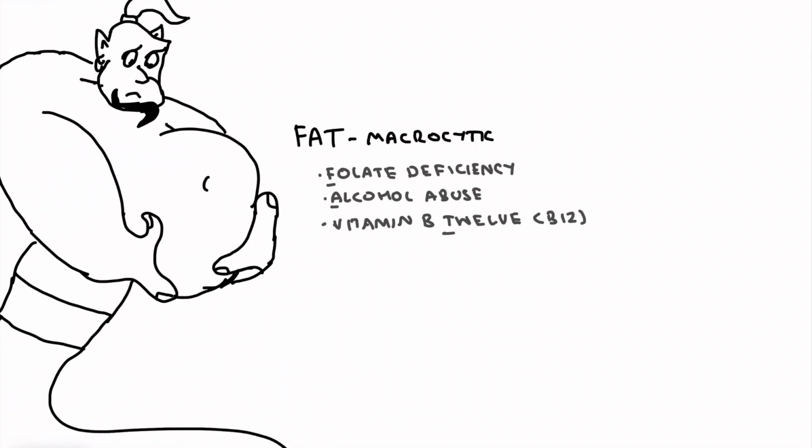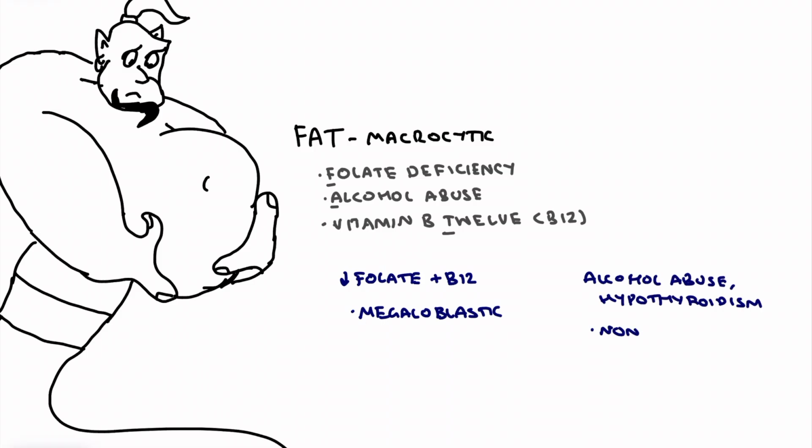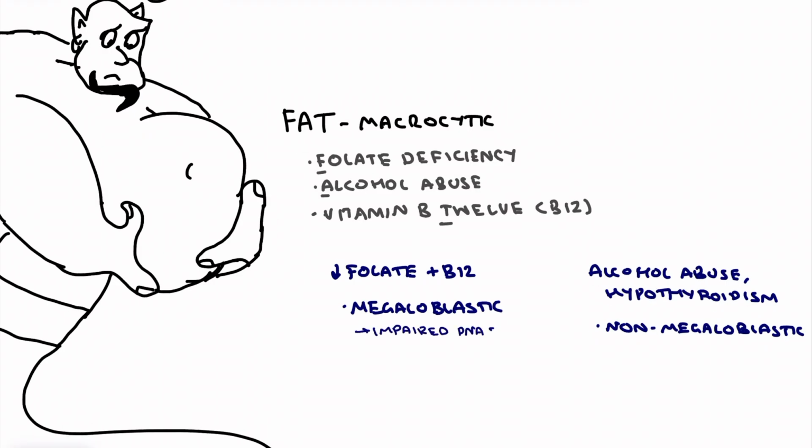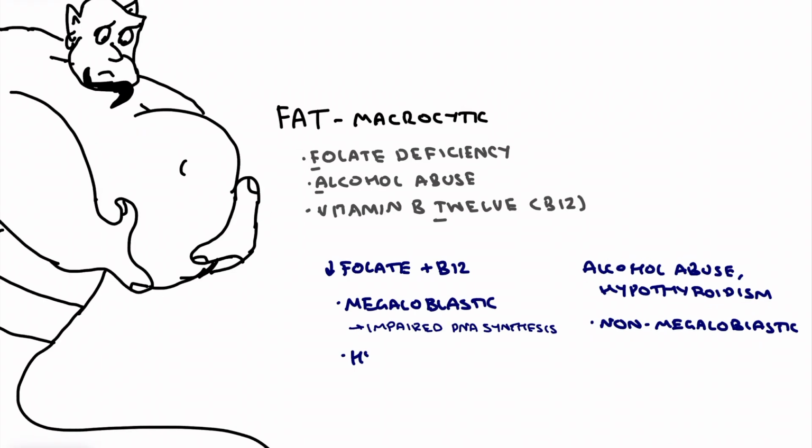Okay, then with macrocytic anemia, that's just about figuring out if it's megaloblastic or non-megaloblastic anemia. Megaloblastic means that there's a DNA synthesis problem, and the key giveaway is hypersegmented neutrophils on blood film. So megaloblastic would include low folate or low B12, and these will show up with hypersegmented neutrophils. And non-megaloblastic is usually alcohol abuse, hypothyroidism.